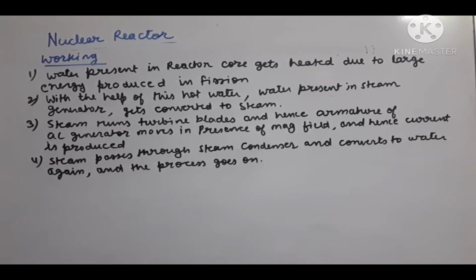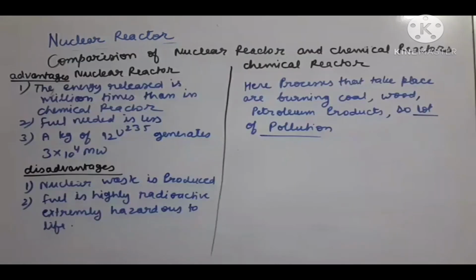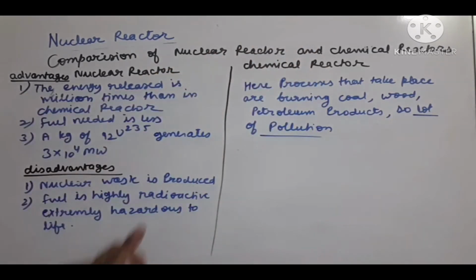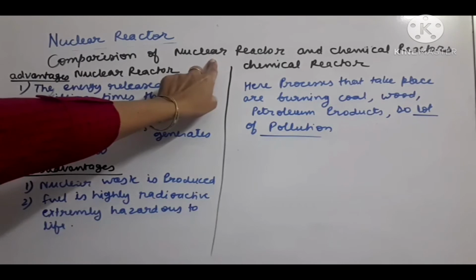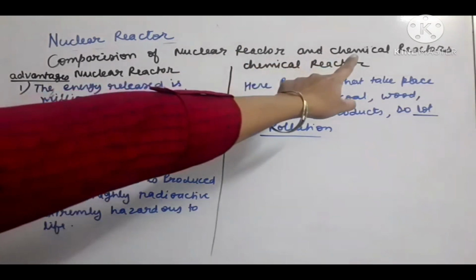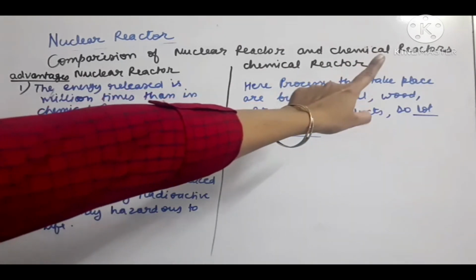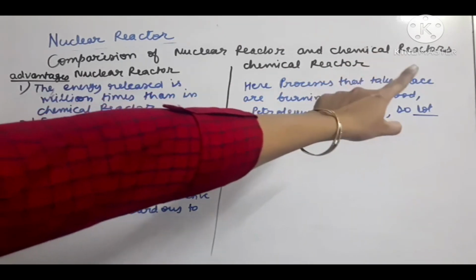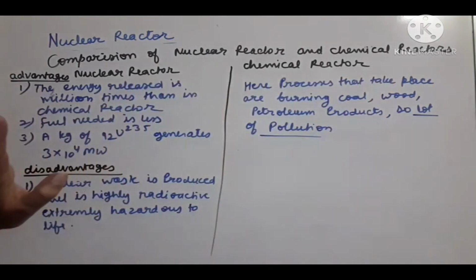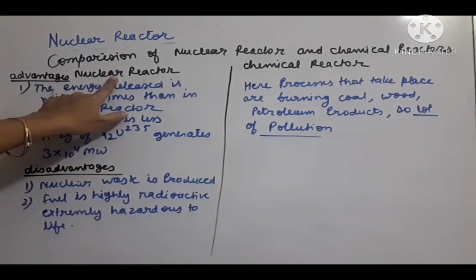write the advantages and disadvantages of the nuclear reactor sheet. Okay, let us compare the nuclear reactor and chemical reactors. Okay, so this is the advanced version, that we are using nuclear reactors, means nuclear energy, and there we are using the chemical energy in the reactors, where chemical energy is converted into the electrical energy. So what are the points that we should remember? First of all, nuclear reactor.